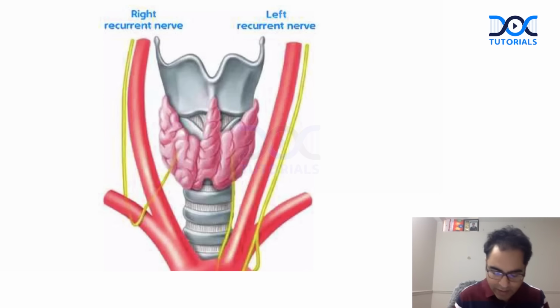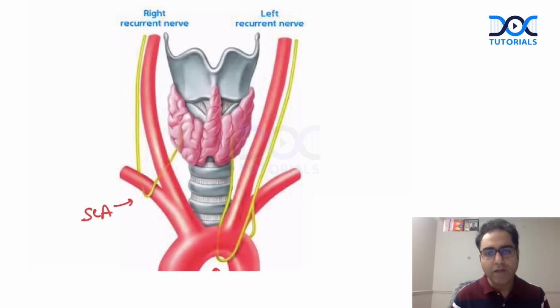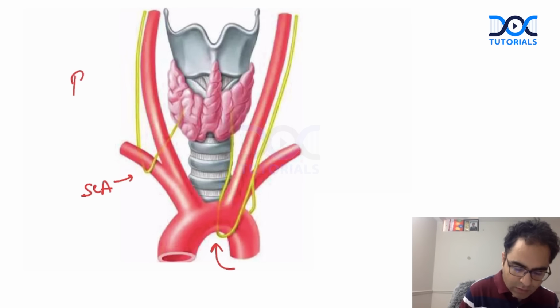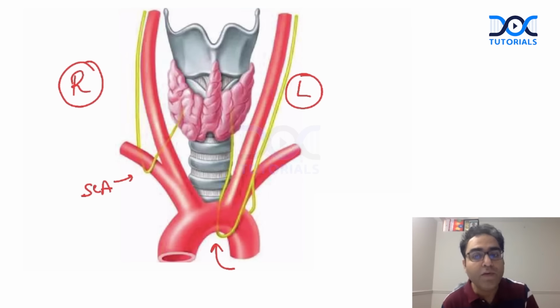Right side takes a turn around the subclavian artery. It has got a shorter course. And the left side takes a turn around the arch of aorta. This is the right side taking a turn around the subclavian artery, and the left side taking a turn around the arch of aorta. Since the left RLN has a longer course, the chances of left cord paralysis are 4 times more than the right side.